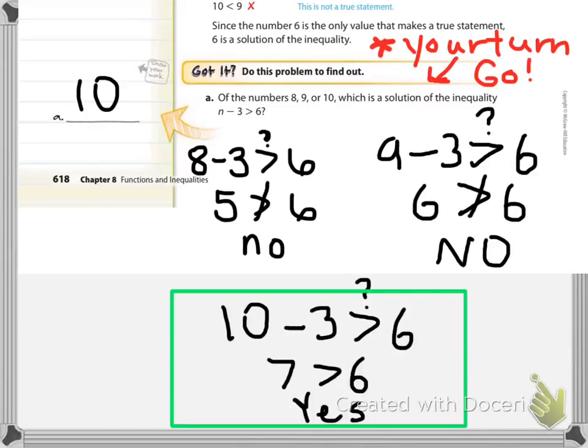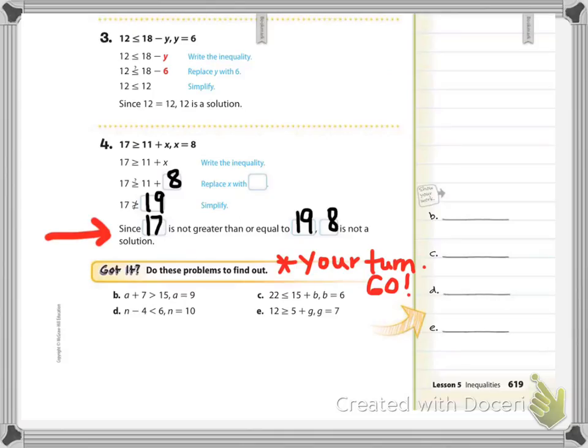So we tried 8 and 9, and they didn't match the sentences. The correct answer was 10, so 10 is the solution of the inequality N minus 3 is greater than 6. These examples 3 and 4 on workbook page 619 are you substituting a value for the variable and seeing if it makes the inequality sentence true or false. If it's true, then it's a solution. If it's not true, it's not a solution.